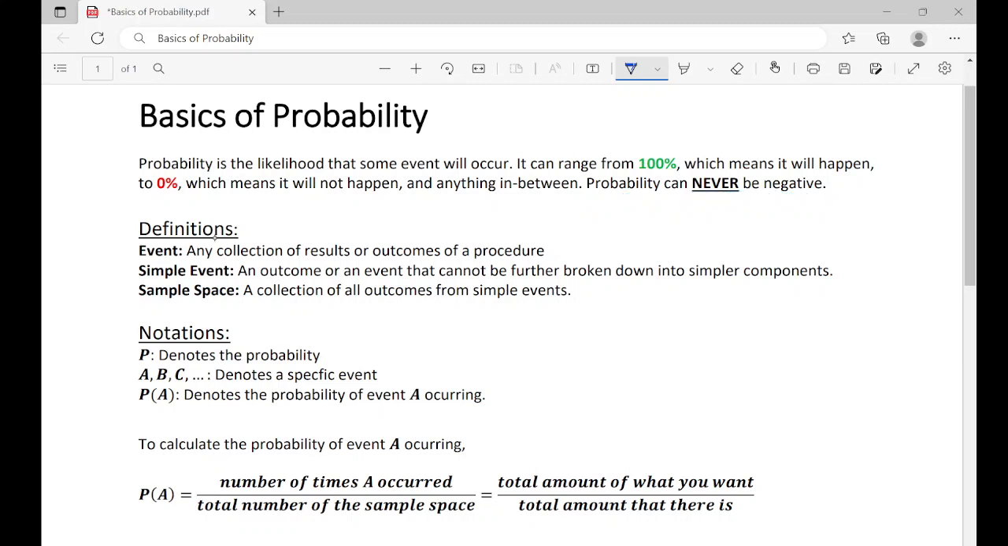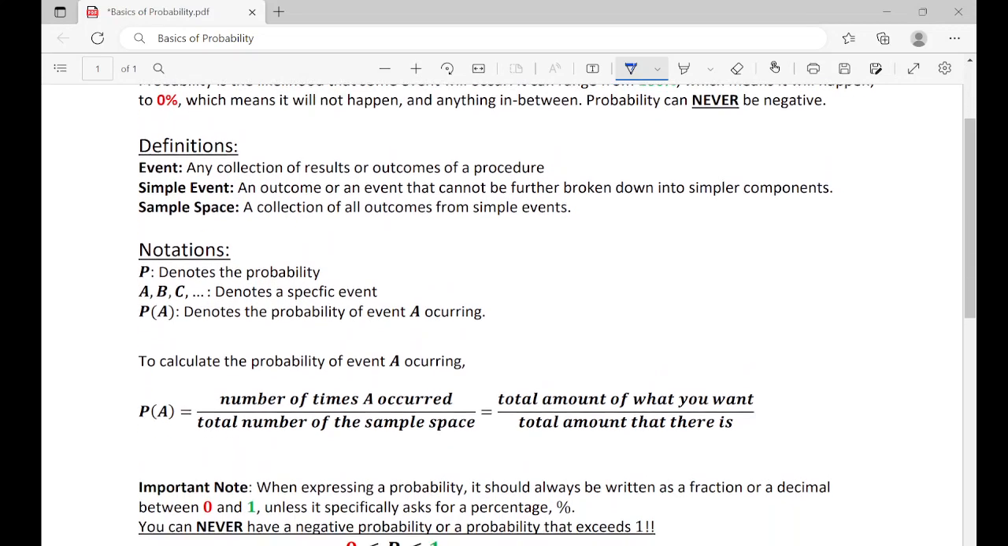So let's look at some definitions. First, there's an event, and it's any collection of results or outcomes of a procedure. Simple event, an outcome or an event that cannot be further broken down into simpler components. And sample space, which is a collection of all outcomes from simple events.